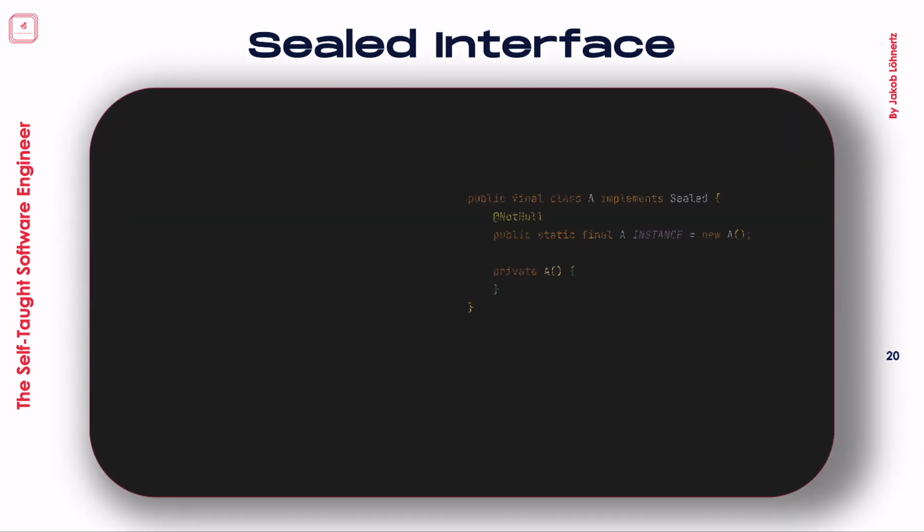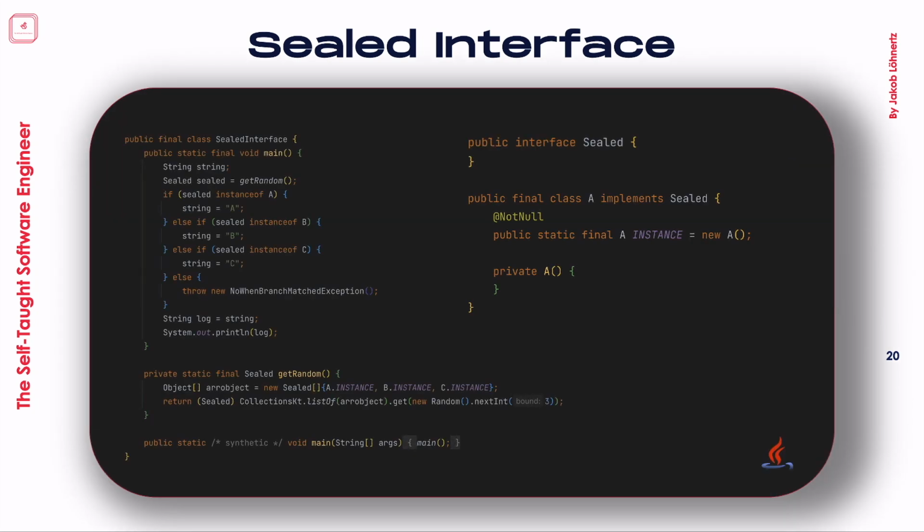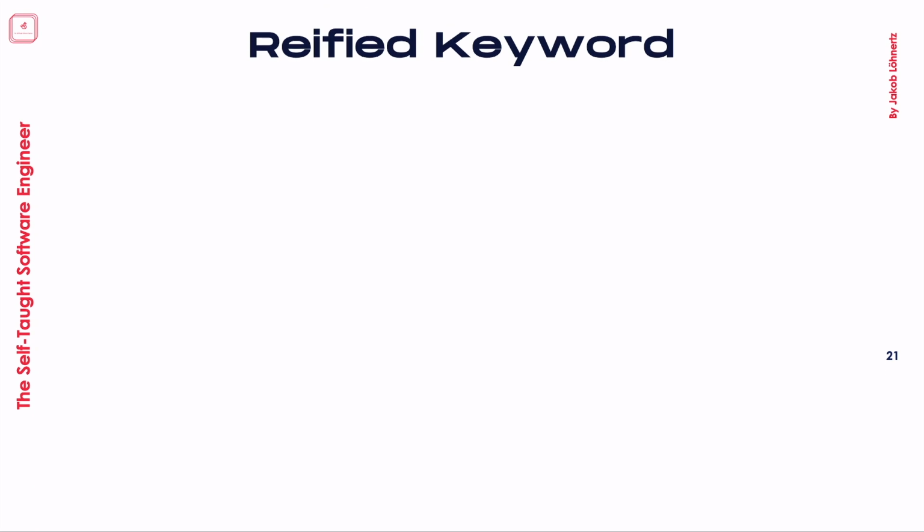Interestingly, since in theory we could add more implementations to the class path after the Kotlin compilation finished, an else clause throwing a custom no when branch matched exception gets added to the compiled output for that edge case. Moreover, on the right hand side you can see what a singleton object from Kotlin results in, a classic Java singleton pattern. Let's move to the last one.